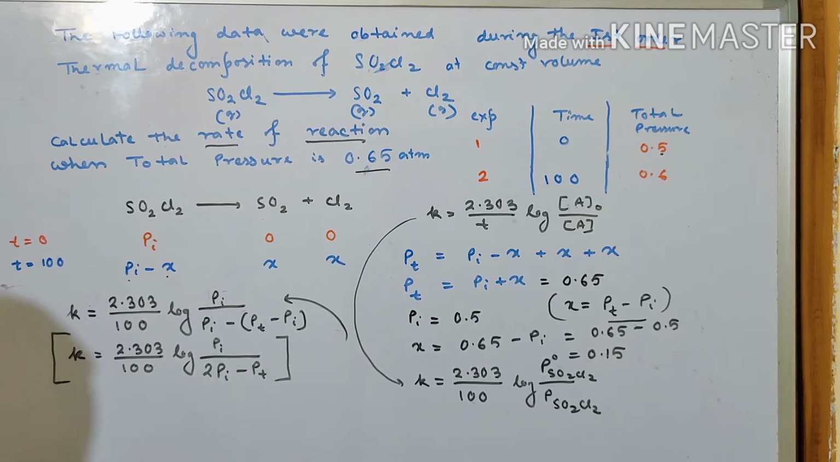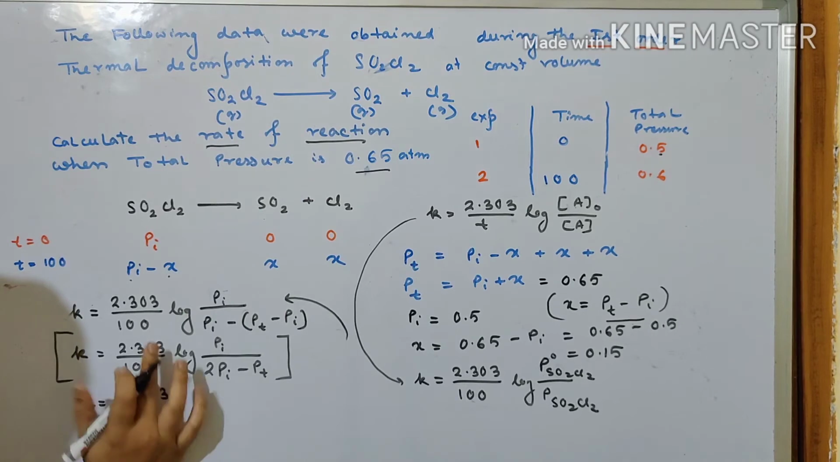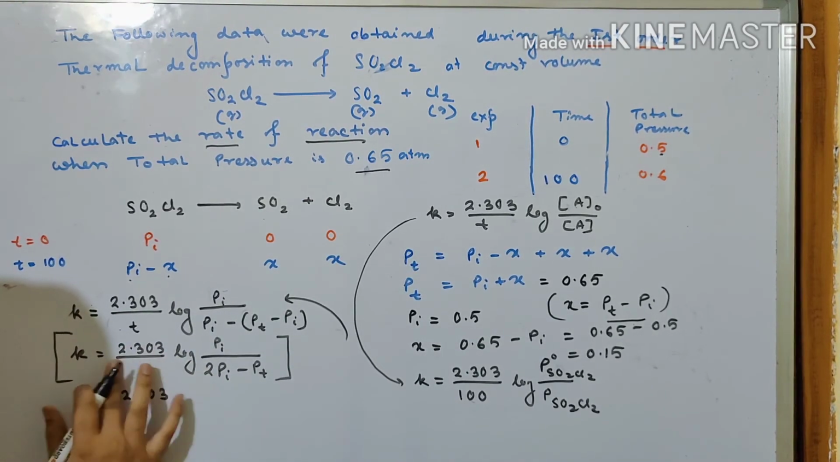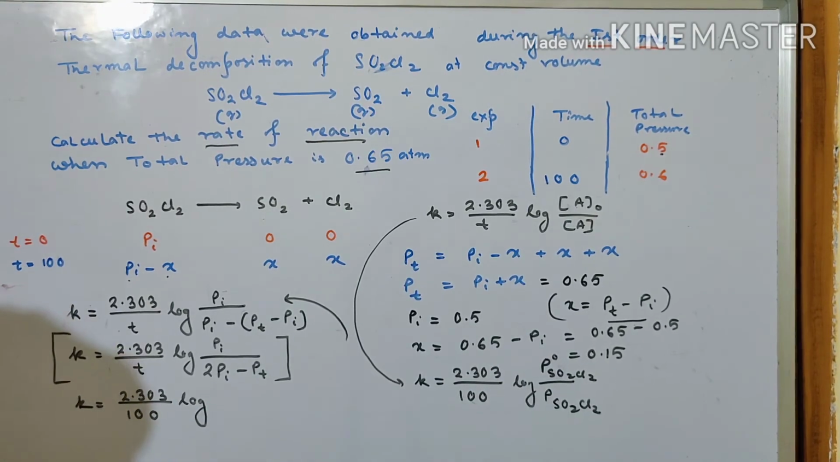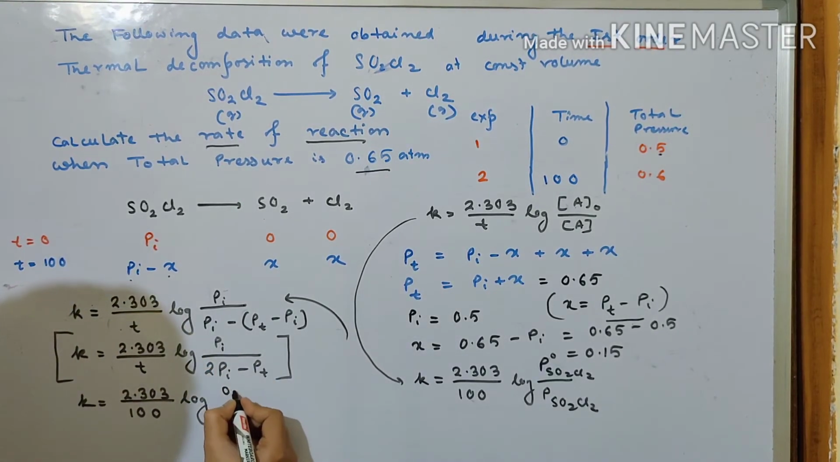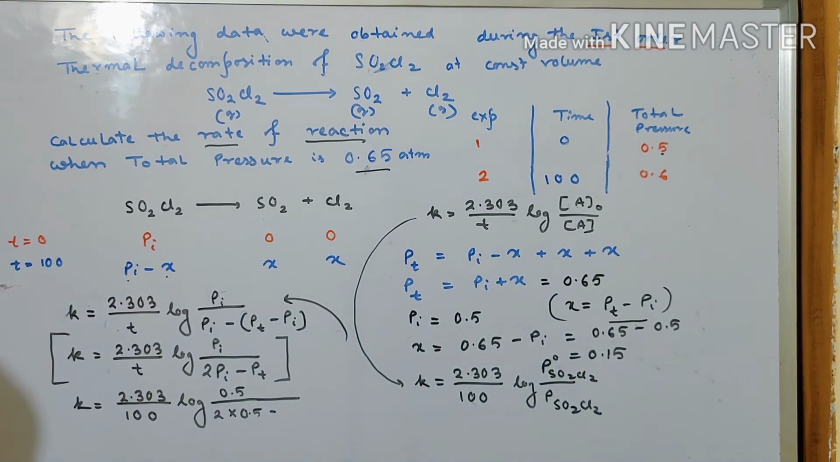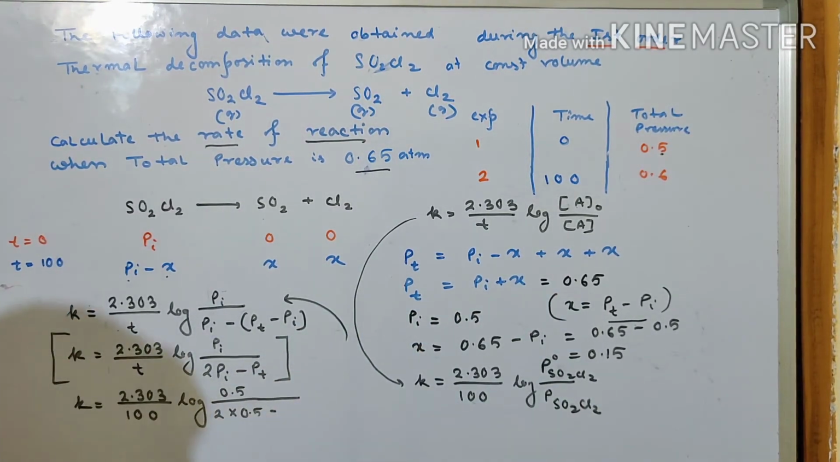After this mathematical derivation, now we are in a position to put the values. It is K is equal to 2.303, so I am putting T on the bottom now. It is 100 log of these values, according to the question. Pi value is how much? 0.5 divided by 2 into 0.5 minus Pt. Pt value we have already calculated, it is 0.65.